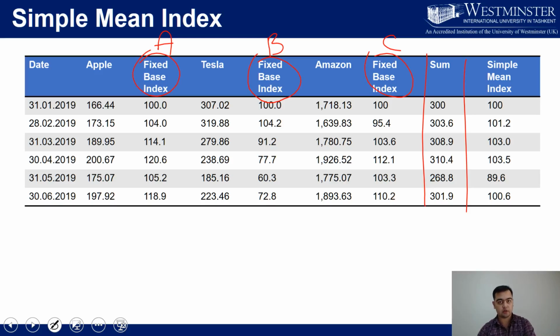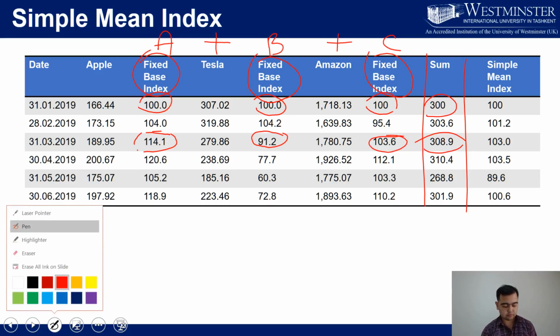So far we have three different columns, right? Now what we're going to do is sum them up. So the A column, that's 100, plus the B column, that's another 100, plus the C column, that's another 100, gives us the 300. Or, for example, 114.1 A column, plus 91.2 B column, plus 103.6 C column gives us the 308.9 number, yes?